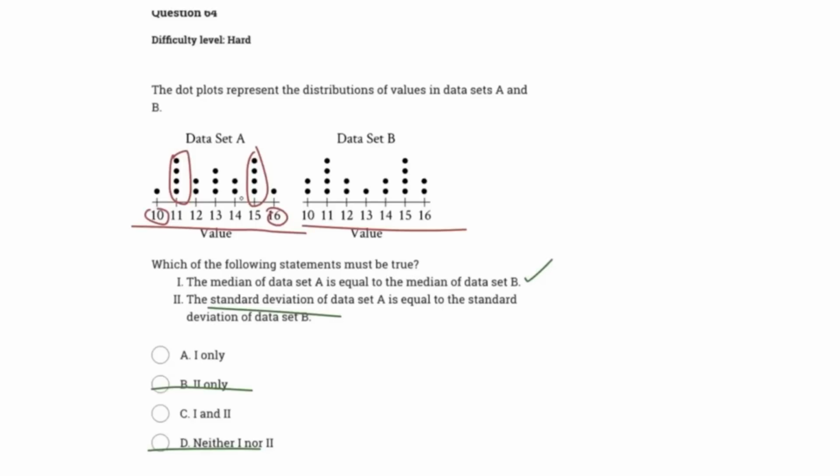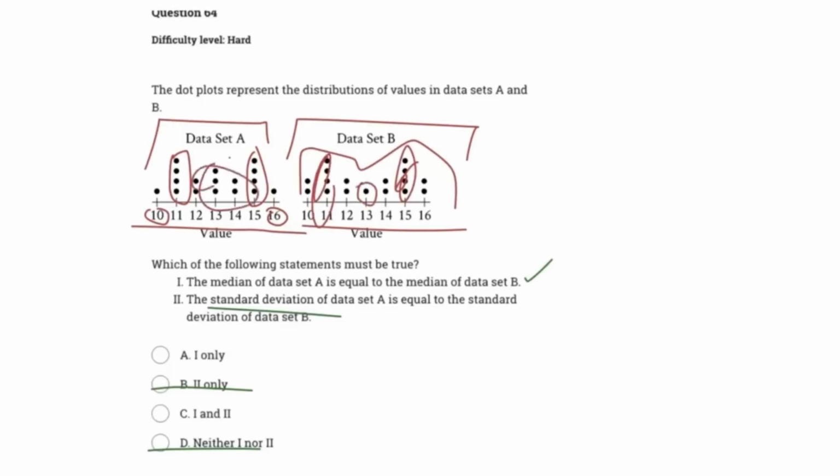Standard deviation is the measure of spread in the data. So the farther away a point is from the center, the greater the standard deviation. Even though they're both symmetrical, dataset A and dataset B look different. Dataset B has the same number of points at 15 and 11, but only 1 point at 13, whereas dataset A has a more condensed standard deviation because of all those points at 13. So their standard deviations cannot be the same, and therefore the correct answer here is going to be A, 1 only.